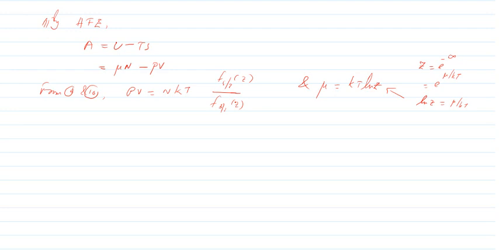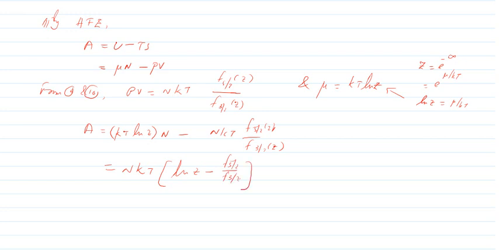So using these expressions, I can write A as mu written as kT log z, minus PV, which is NkT into F 5 by 2 z divided by F 3 by 2 z. Different ways you can end up actually. If you are asked to prove something, you can do it like this. So you can take NkT as common factor: NkT into log z minus F 5 by 2 divided by F 3 by 2, of course they are functions of z. Let me call it equation number 11. That gives you the Helmholtz free energy.